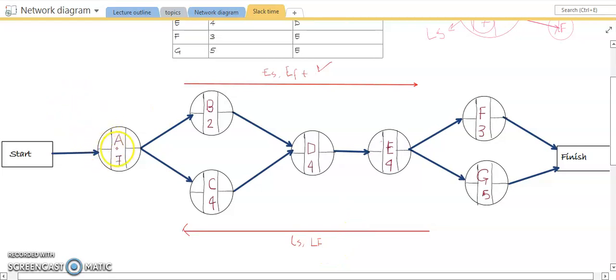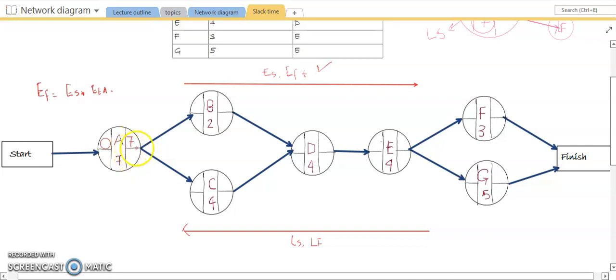So let's start with activity A. The earliest start time for activity A is always 0, because you can start working on activity A now. 0 plus 7, which is the actual time of activity A, gives the earliest finish time, which is 7. So here's a simple formula for it. The earliest finish time is equal to the earliest start time plus the estimated time of activity A. This will lead you to the final value of the earliest finish time.